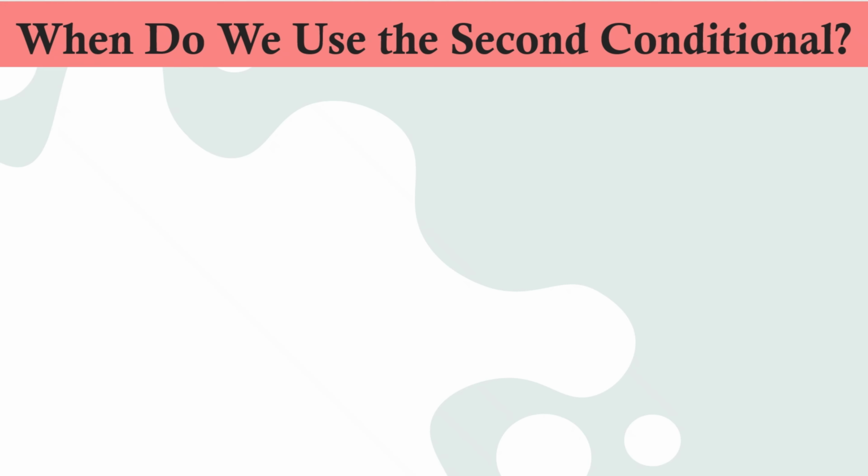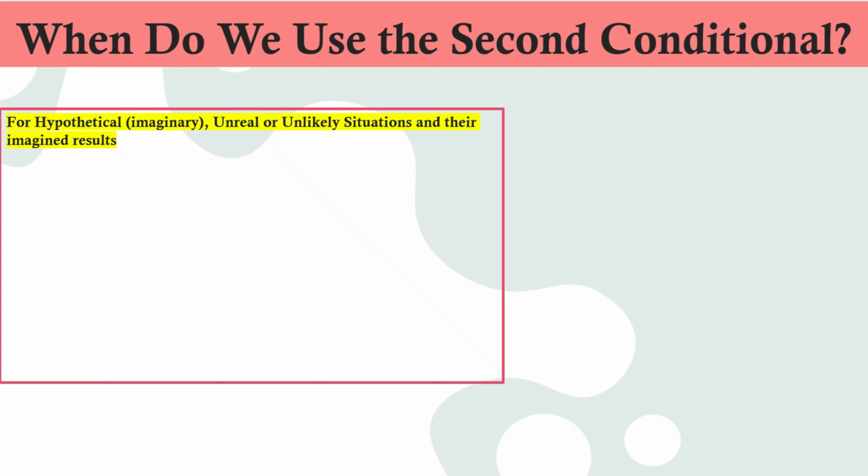We use the second conditional to talk about hypothetical, unreal, or unlikely situations and their imagined results. Unlike the first conditional, it refers to things that are impossible or improbable in the present or future. We use the second conditional in two ways. First, for unreal or hypothetical situations, things that are imaginary, unlikely, or impossible now or in the future.